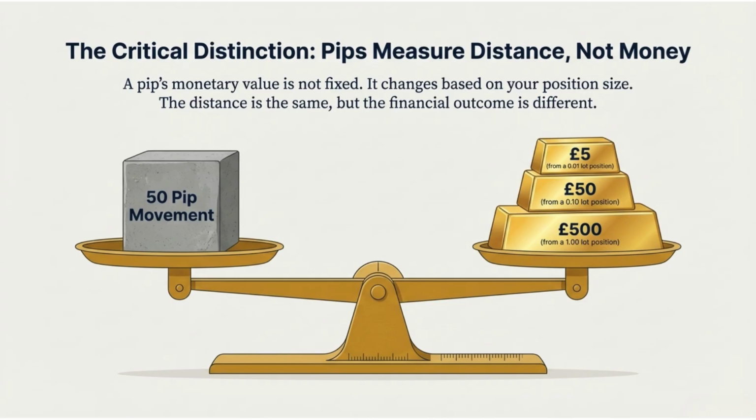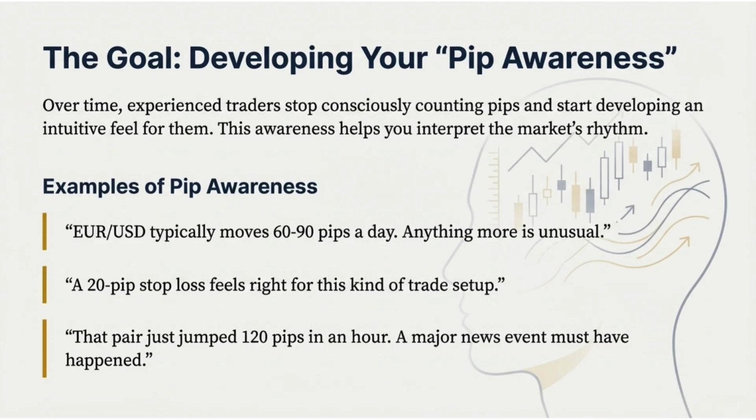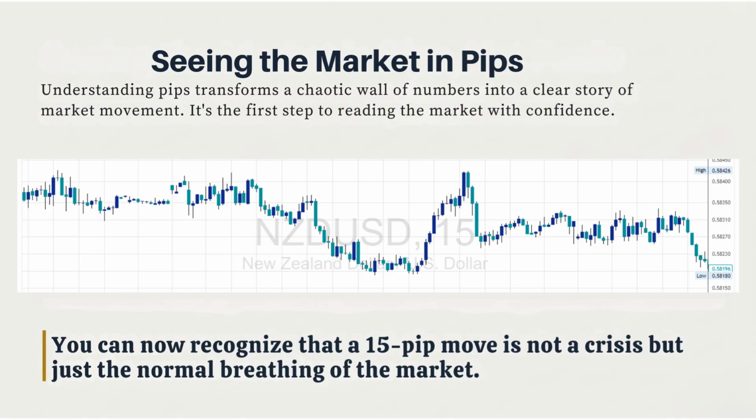PIPS provide the universal denominator. They allow traders to separate the objective measurement of market action from the subjective, personal management of their financial risk. So knowing the definition and the distance is the first step. The final stage, then, is moving past the calculations and developing what the sources call PIP awareness. This is moving into the intuitive feel of the market. This is the ultimate goal. PIP awareness is what separates the perpetually panicking beginner from the experienced, emotionally disciplined trader. It means you've trained your eye to recognize typical and atypical movement instantly without needing to pull out a calculator.